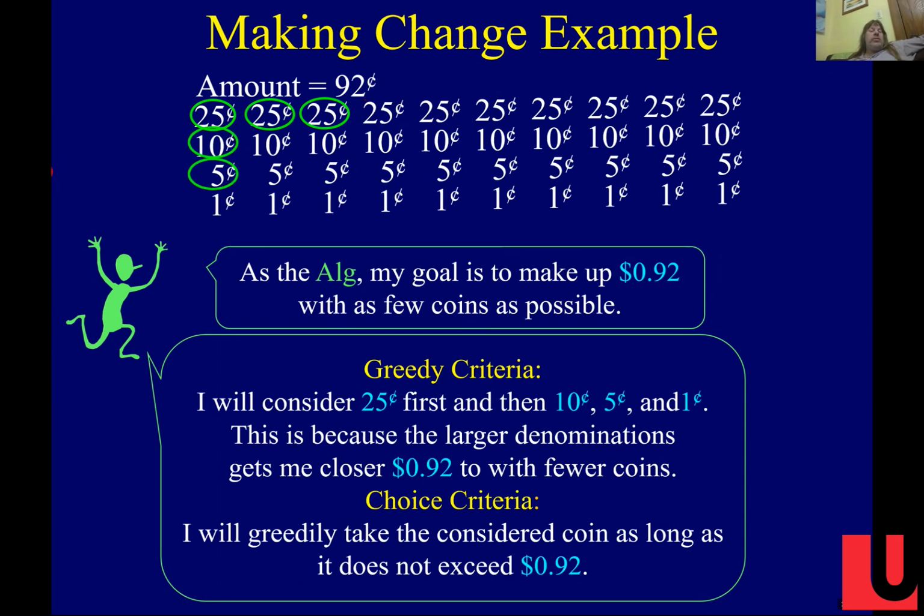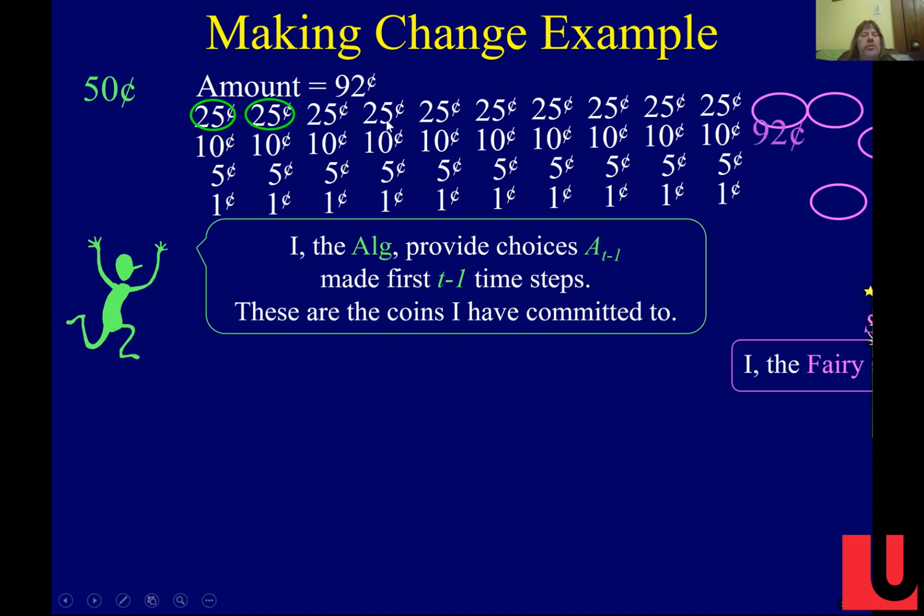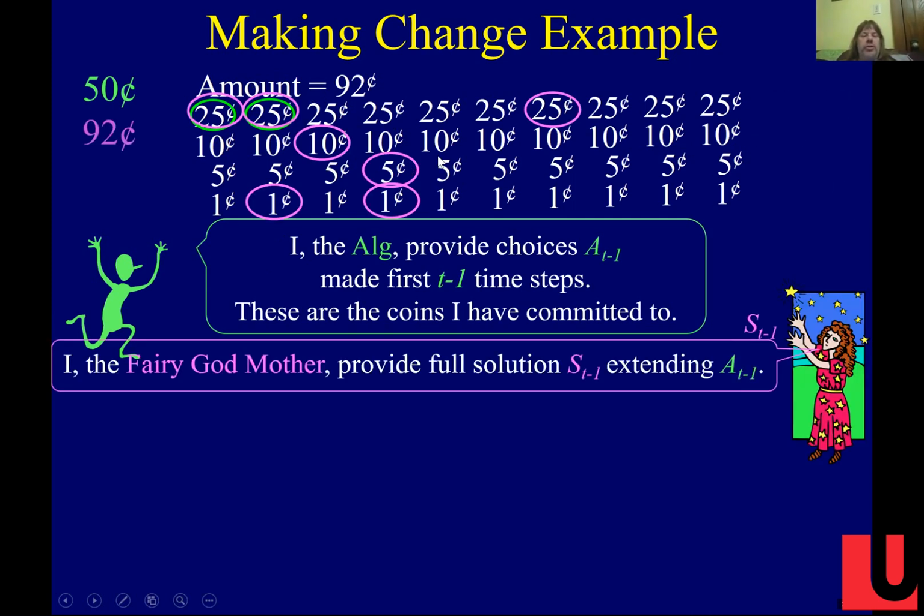So we have this algorithm. Let's jump into the middle of the computation. Let's say at time t minus 1, the algorithm has committed to these two quarters. Then the fairy godmother, remember, is holding some solution, ideally an optimal solution, that's consistent with what the algorithm has done. She has these quarters as well, but she has a full solution, and as a full solution, it adds up to 92 cents.